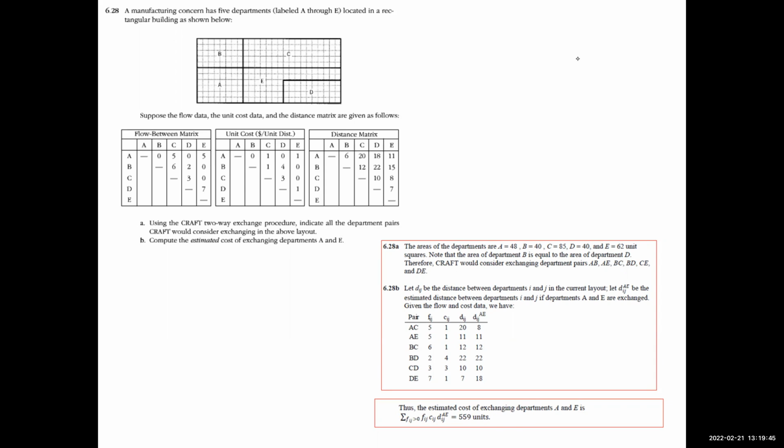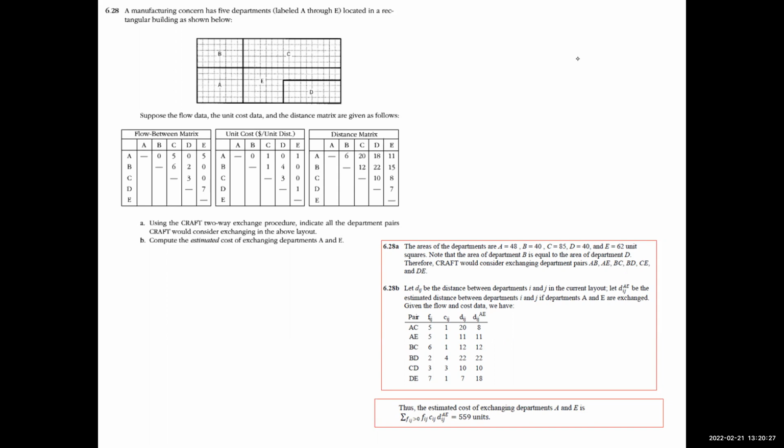So there are 2 questions here. If you look at the first question, using the CRAFT two-way exchange procedure, indicate all department pairs CRAFT will consider exchanging in the above layout. To answer this question, you need to remember that you're only allowed to do these two-way exchanges for those departments that are sharing a wall, and also those departments that have the same area. Even though they are not next to each other, if they have the same area, you can do the two-way exchange. So the question is asking for all the possible two-way exchanges that you can do.